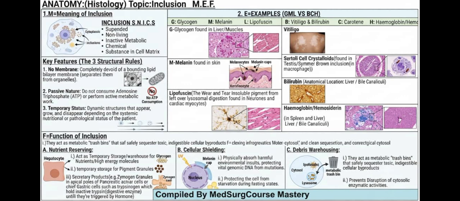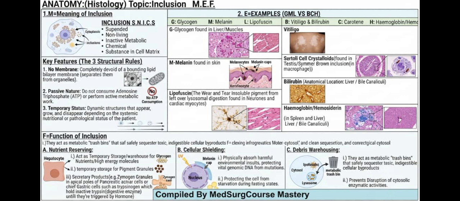NDC is for function: nutrient reserving, cellular shielding, debris warehousing. Okay, so in summary, we have learned three things, three acronyms for three in-depth internalization: nutrient reserving, cellular shielding, and debris warehousing.